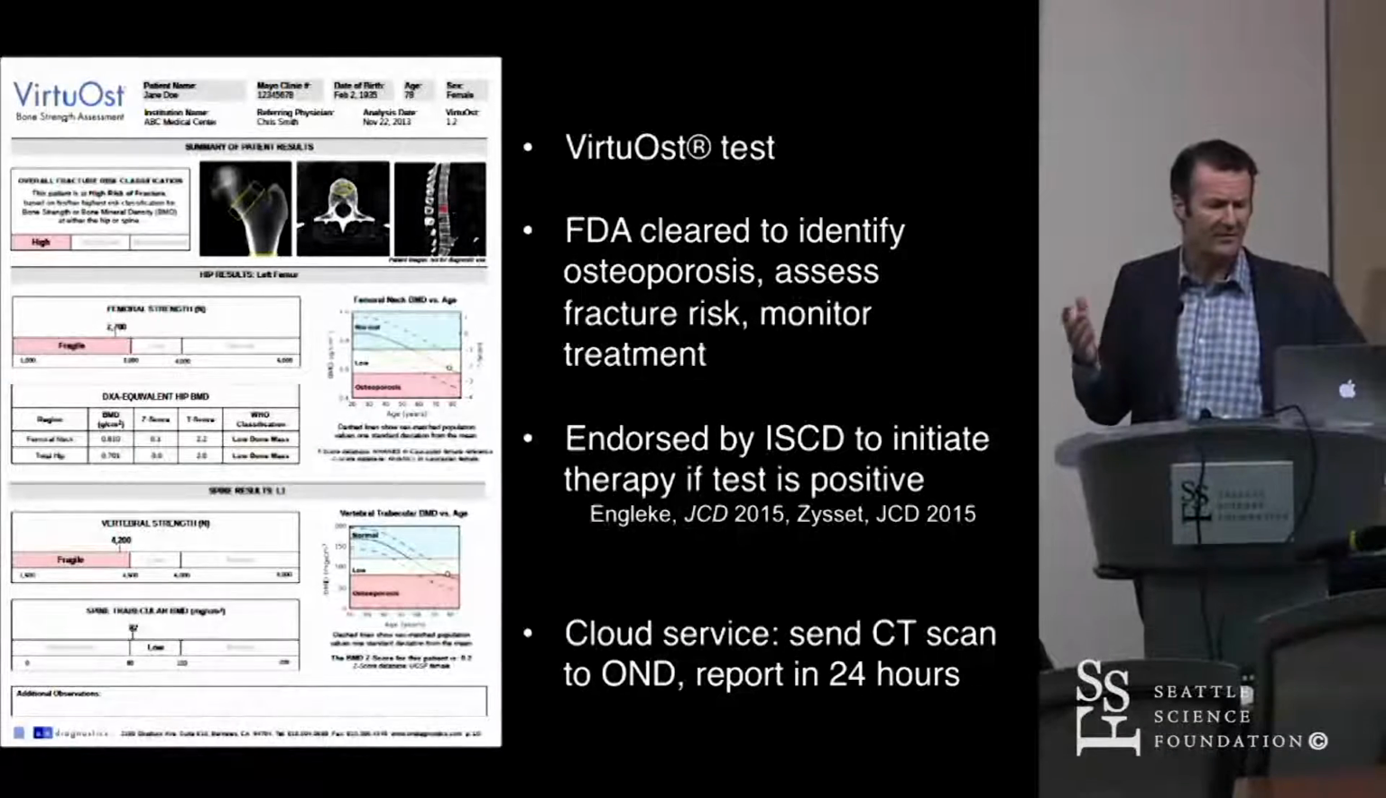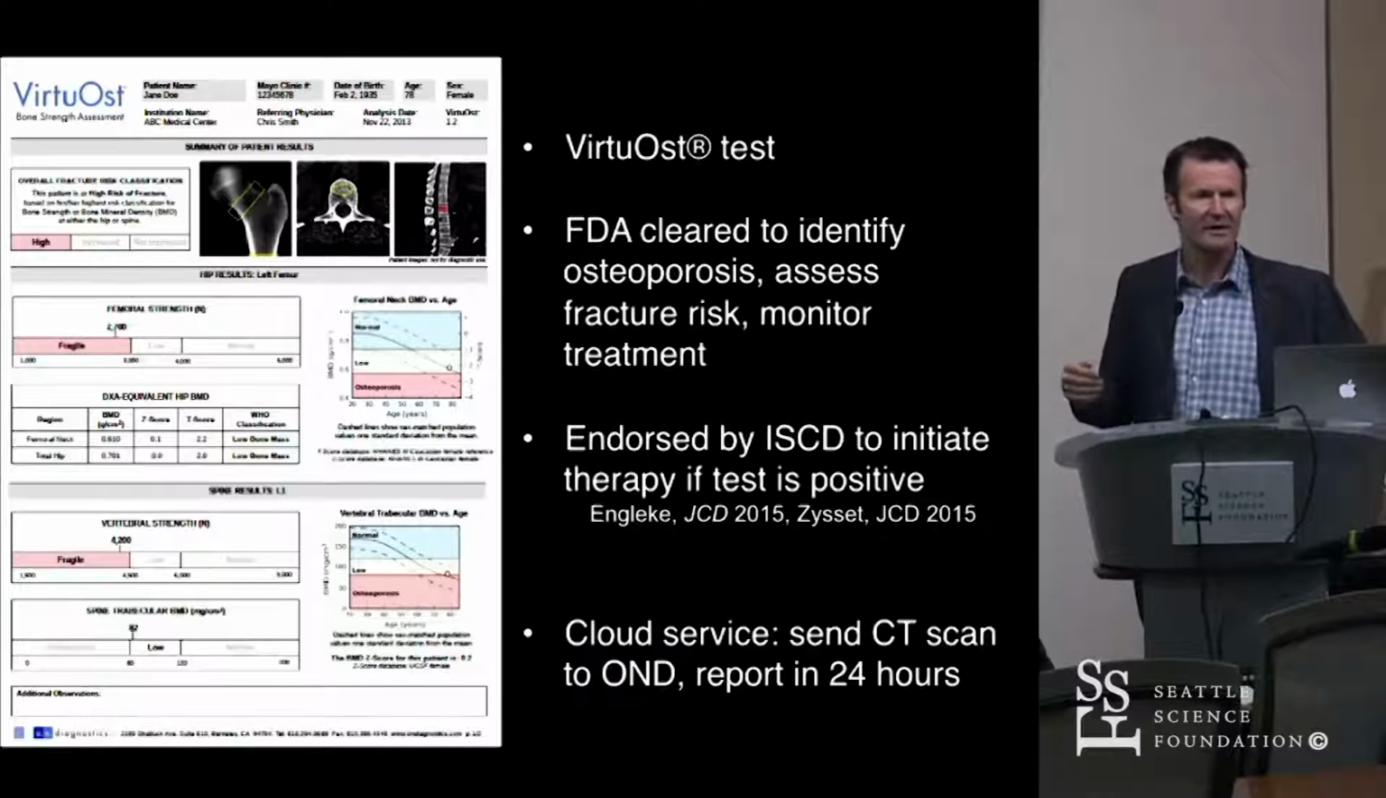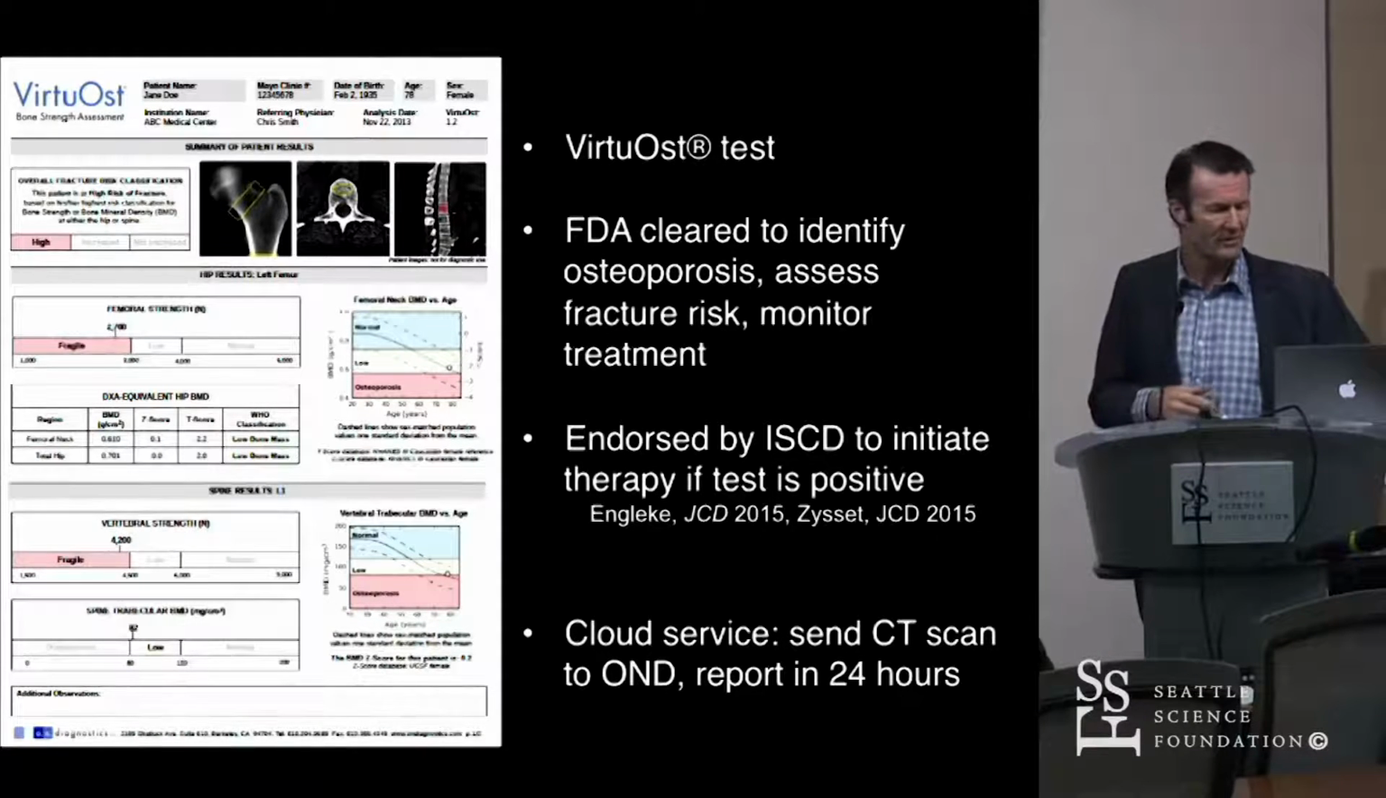So we have this test approved by the FDA. It's endorsed by the ISCD. If you have low bone strength or your BMD is low, trabecular BMD is low, the International Society for Clinical Densitometry recommends that's good enough to decide to treat. And the way we offer this service now is that you send us the CT scan and we send you back a medical report the next day. So that's what we're trying to implement.